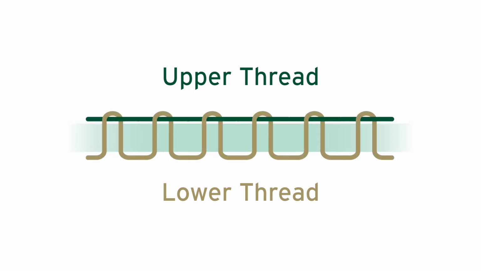This is another example of incorrect thread tension, except this time, the upper thread is too tight, which makes it pull the lower thread through the top side of the fabric. This can sometimes cause tangles as well. To fix this, decrease the tension setting on the machine.